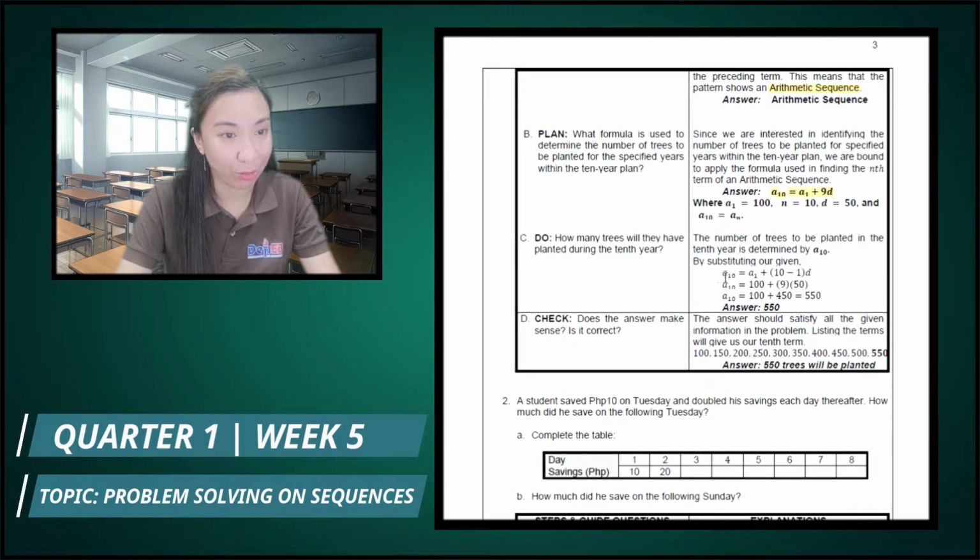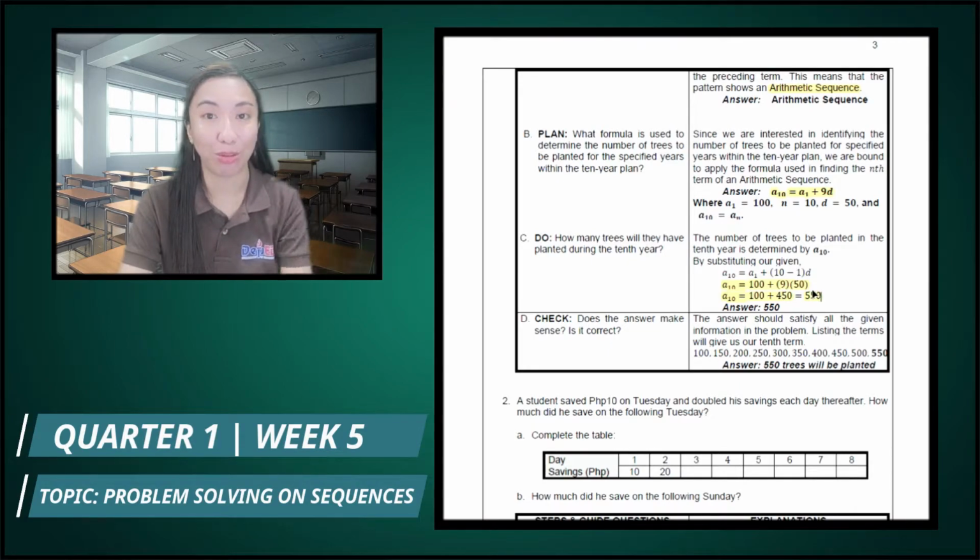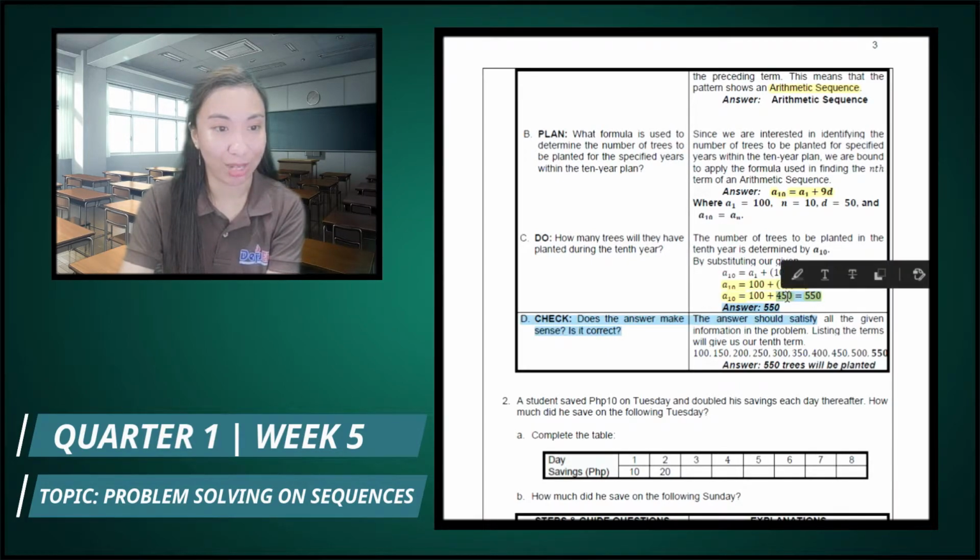Remember, this is taken from the formula for finding the nth term of an arithmetic sequence. So, moving on, we have a sub 10. Let's substitute all the values now. a sub 10 is equal to 100 plus, 10 minus 1 is 9, and our common difference is substituted as 50. Then we have a sub 10 is equal to 100 plus, we multiply 9 times 50, we get 450. And finally, we add 100 plus 450, which is equal to 550. So that is our answer.